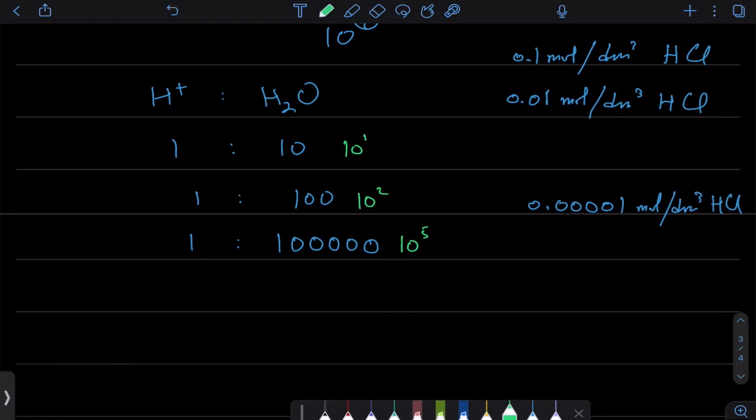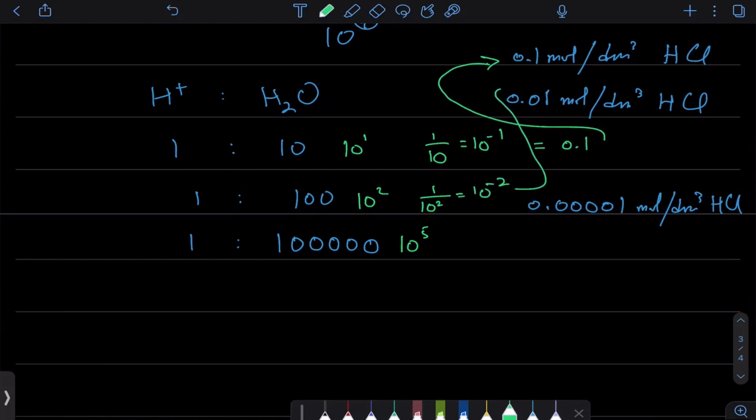Let me see. This is 1/10, that is 10 power minus 1, that is 0.1. Wait a minute, what? That is 0.1. This is 1/10 power 2, which is 10 power minus 2, which is this. This is 10 power minus 5, which is this.